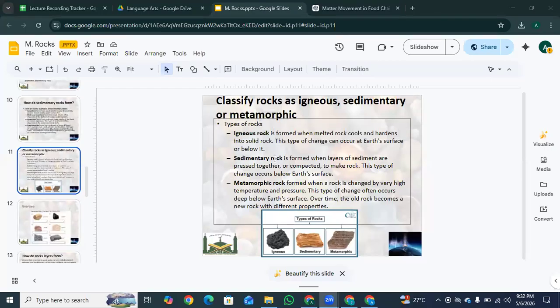Hey students, so the next topic is classify rocks as igneous, sedimentary or metamorphic. So these are basically the types of rocks. Okay, so the first one is igneous rock.